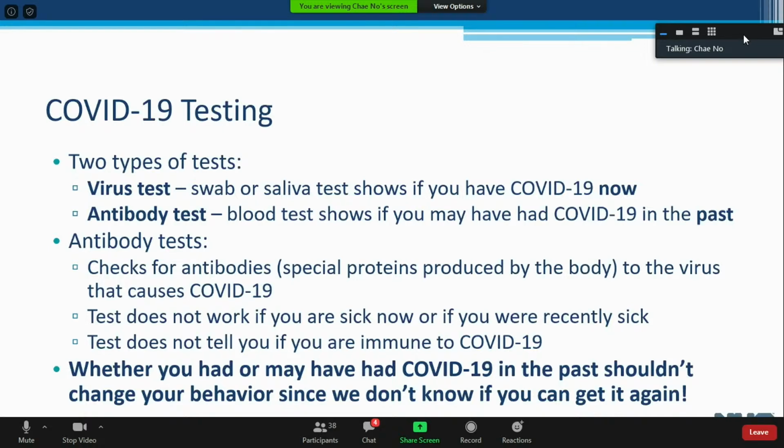But the test doesn't work if you're sick now or if you're recently sick, and the test does not tell you if you're immune to COVID-19. Whether you had or may have had COVID-19 in the past, it shouldn't change your behavior because we don't know if you can get it again. We don't know if the antibodies that you may have may protect you. We don't know for sure. We're still trying to figure that out. So take appropriate precautions as usual.